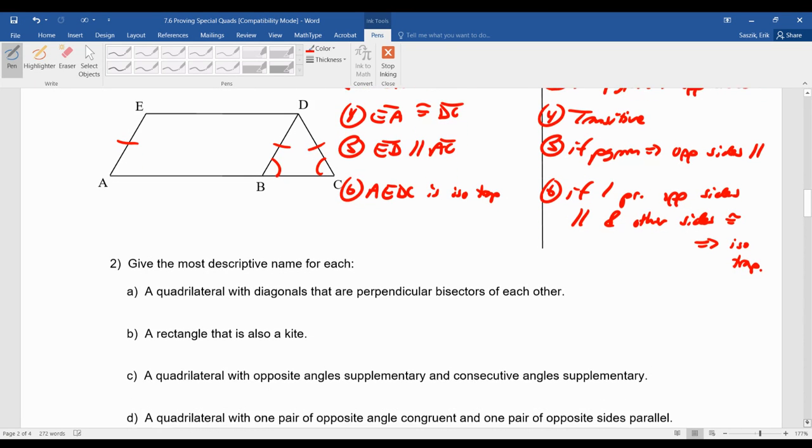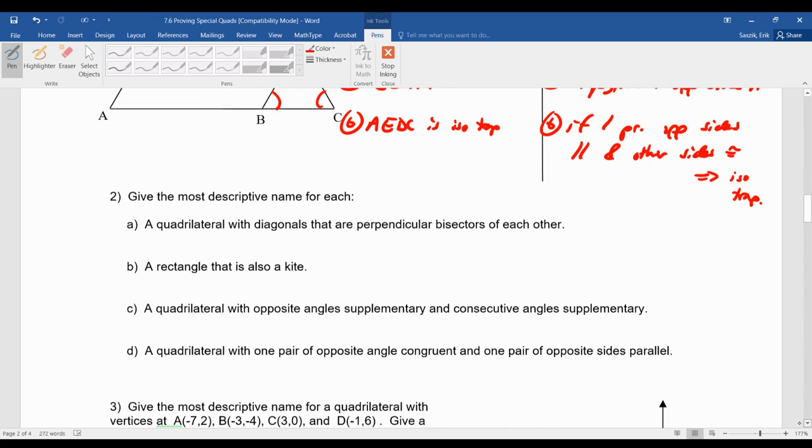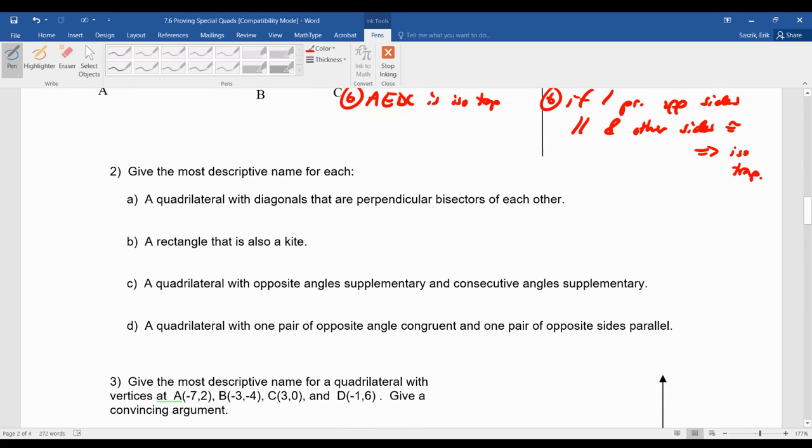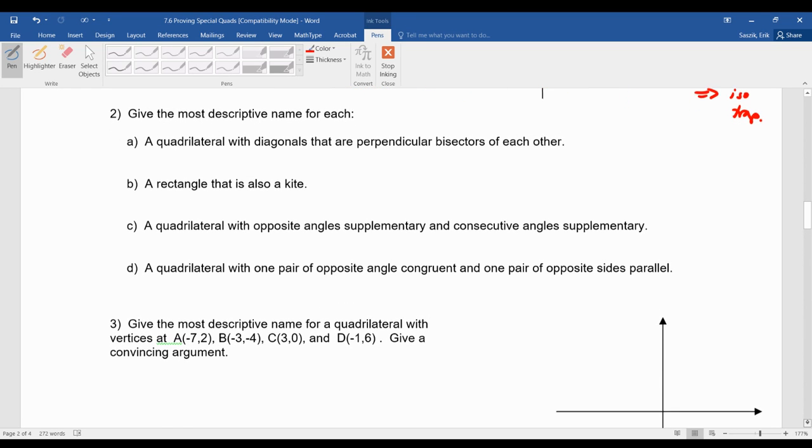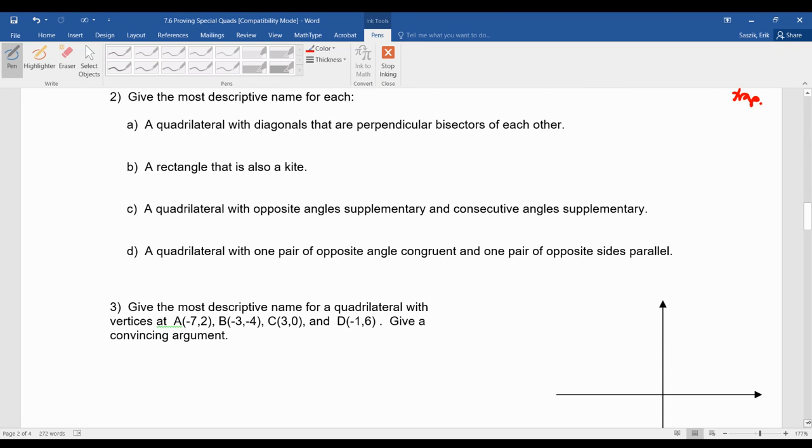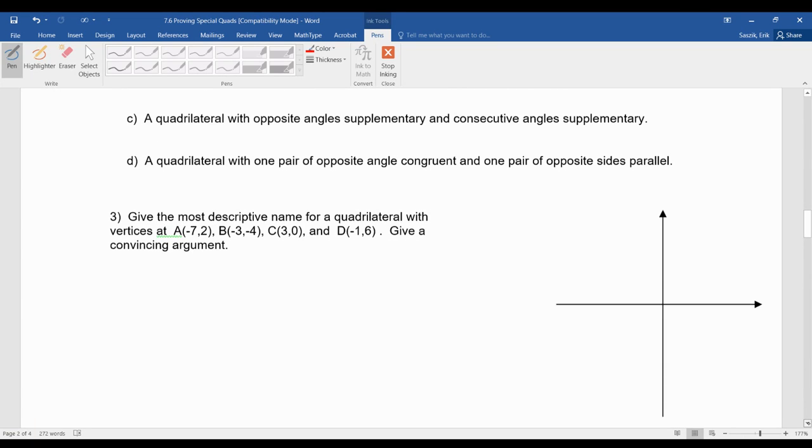Give the most descriptive name for each. This would be good stuff for you guys to mess around with yourself. Give this a try. Give the most descriptive name that it has to be, not that it could be, that it has to be. And check your answers with the answer key that I'm going to post.